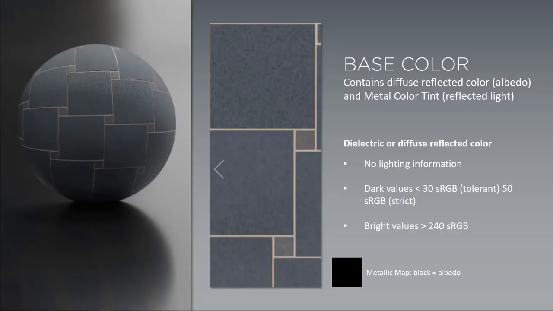So that takes care of the dark ranges. You don't want values to be too dark, and the same goes for the bright ranges. You don't want values to be too bright either. We don't want to go above 240. If I'm looking at something like snow, I might say, oh, it's snow, it must be white. Well, it's not actually white. It's not pure white. So we just want to have those types of guidelines in our mind when we're authoring our base color.